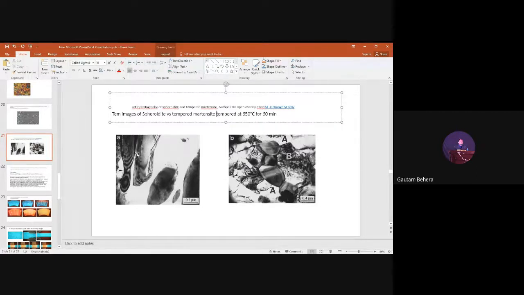But this one has high ductility, and this one has high strength. That is the difference. Okay, I'll stop here. If you have any doubt, you can call me or you can text me if you want.